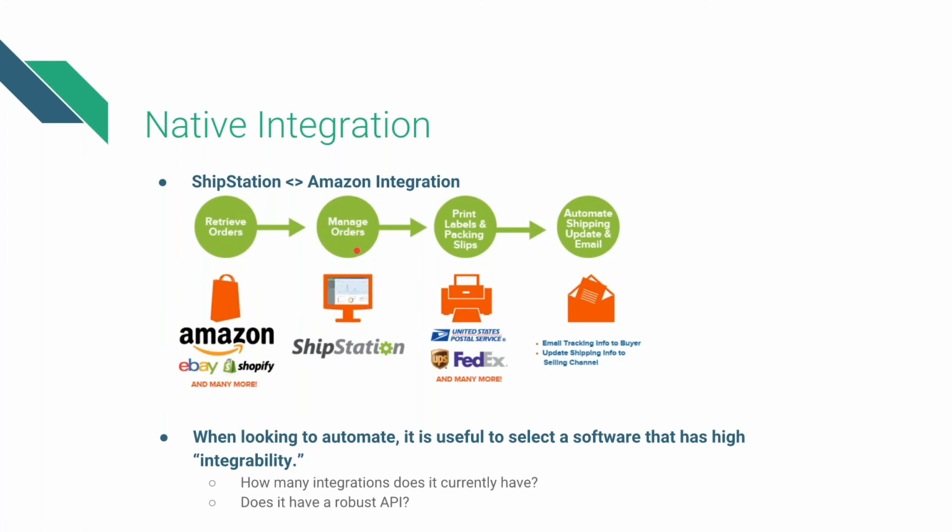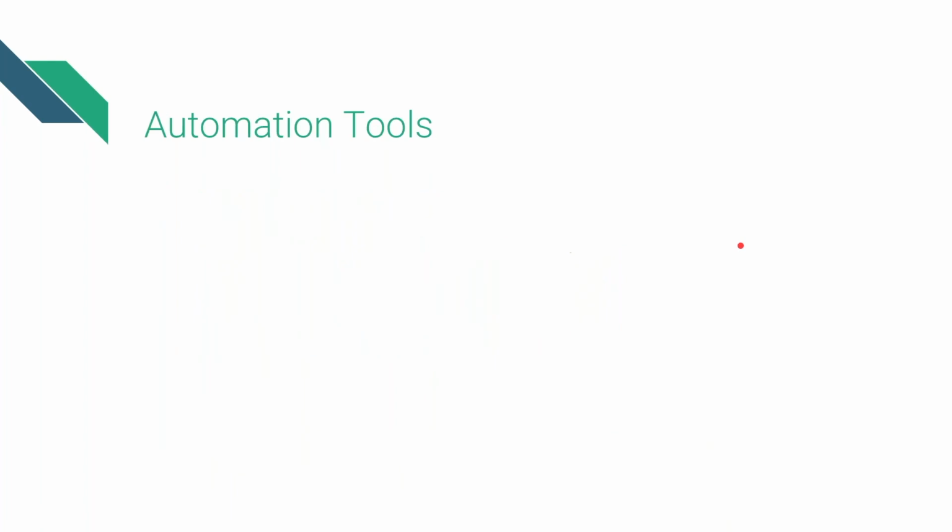Just because it has an API doesn't mean that it's going to work perfectly, because the same way that you would want a feature built inside ShipStation to do something specific, you can also build a specific function for the API. So it may not be included yet in the API. We're going to talk about that here in just a second as well.